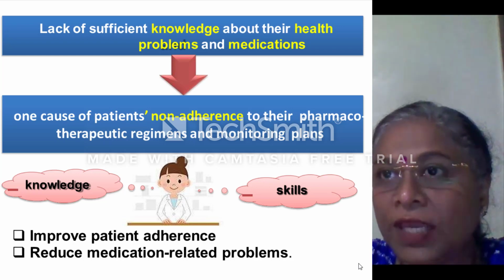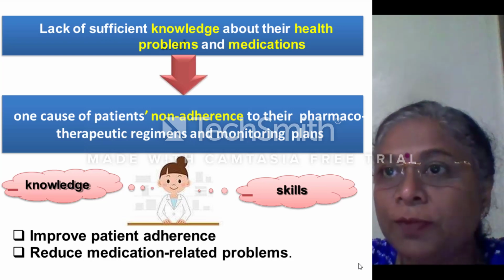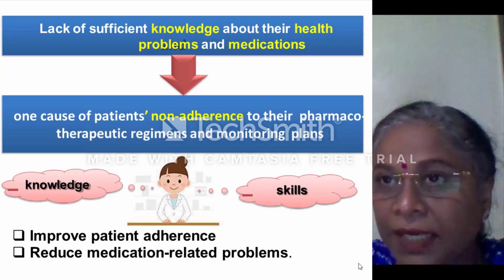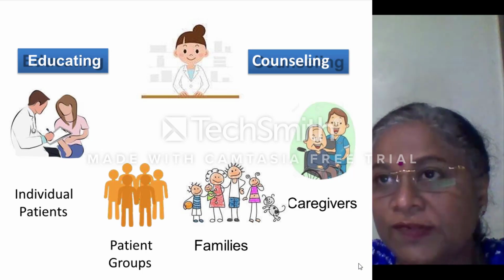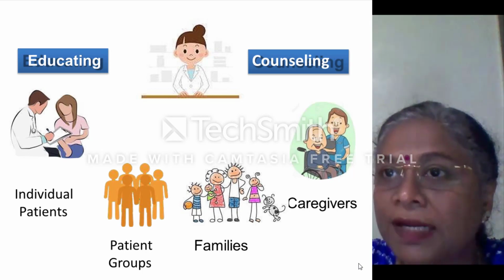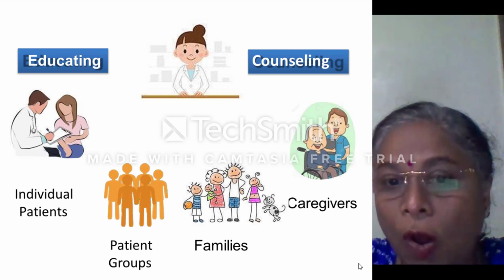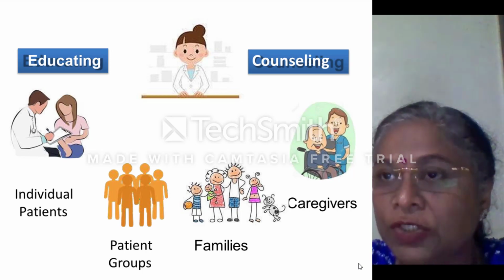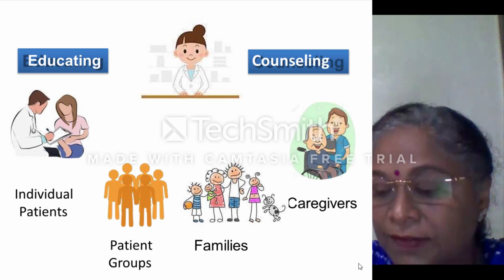That is how we can improve patient adherence, and we can also reduce certain problems related to medication. Hence, a pharmacist can perform two roles. He can educate the patient, and at the same time he can counsel the patient. He can do these activities either through individual interaction with the patient, or with groups of patients, or by giving the information to family members, or sometimes to the caretakers.